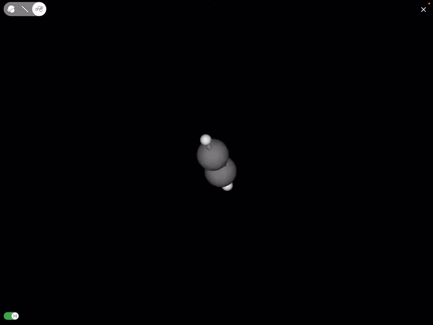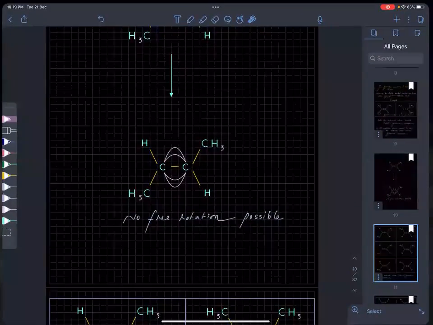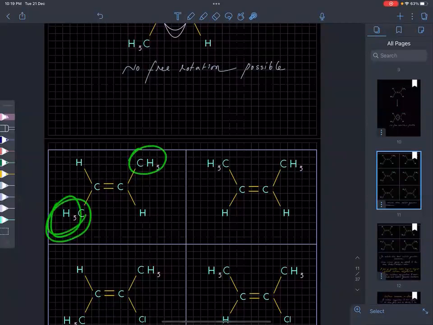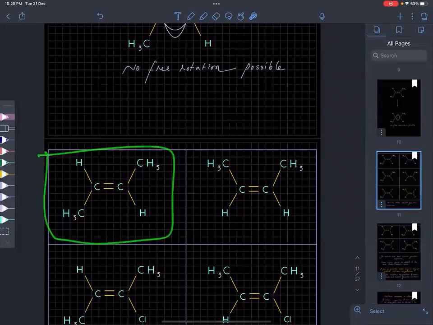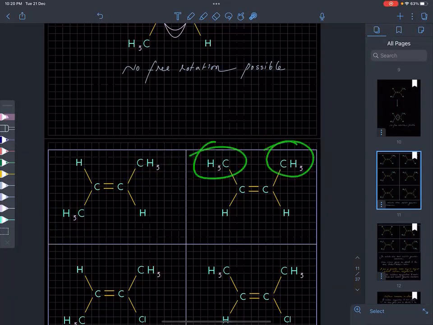Okay, so these cannot rotate. That's why these two will always be opposite, and here, these two will always be on the same side. The connections are the same, but the orientations are different. So these are not structural isomers of each other because they are structurally identical, but the orientations are different. That's why they are geometrical isomers. Clear?